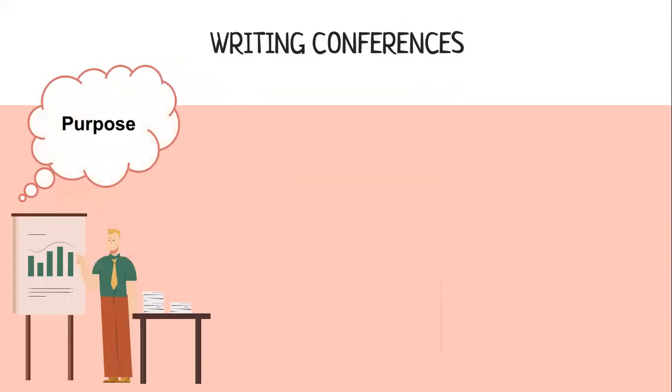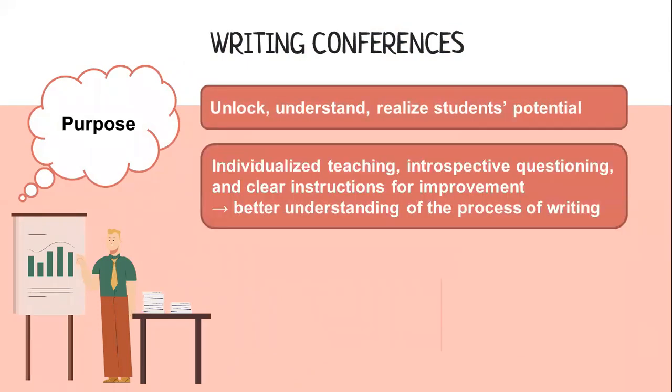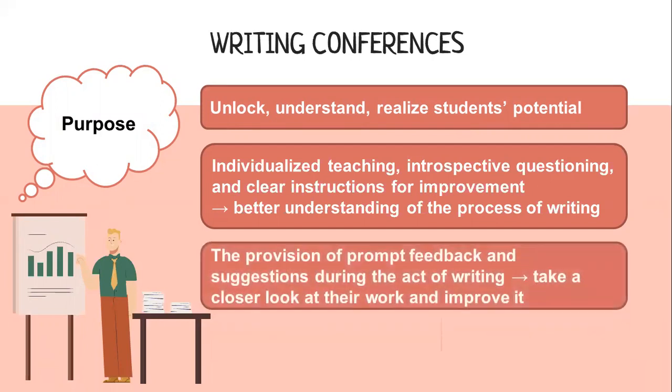The primary purpose of a writing conference is to help unlock the potential of students and writers and to help them understand and realize their potential. Using individualized teaching, introspective questioning, and clear instructions for improvement, students will gain a better understanding of the process of writing. The provision of prompt feedback and suggestions during the act of writing helps students to take a closer look at their work and improve it.